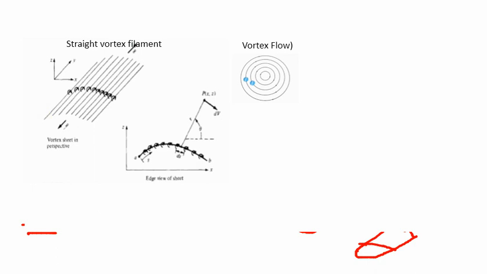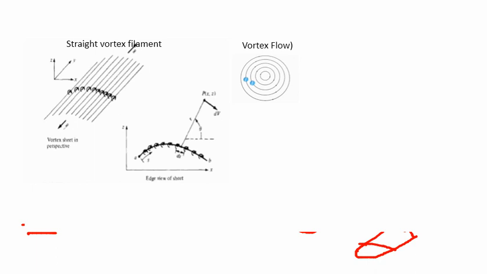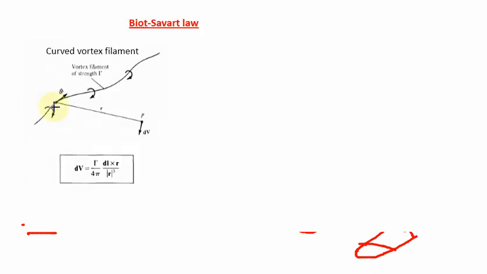So now you come to the next topic, the Biot-Savart law. In the previous picture we were talking about the straight vortex filament, and now we are considering the curved vortex filament, having a vortex. This is called a vortex filament. If I have a circulation like this, the circulation induces a flow field nearby. That is an important phenomenon you have to remember: this circulation induces the flow field nearby the surfaces of the filament.